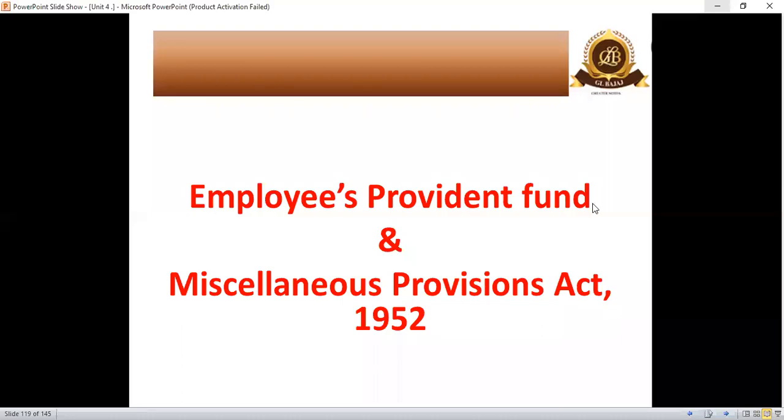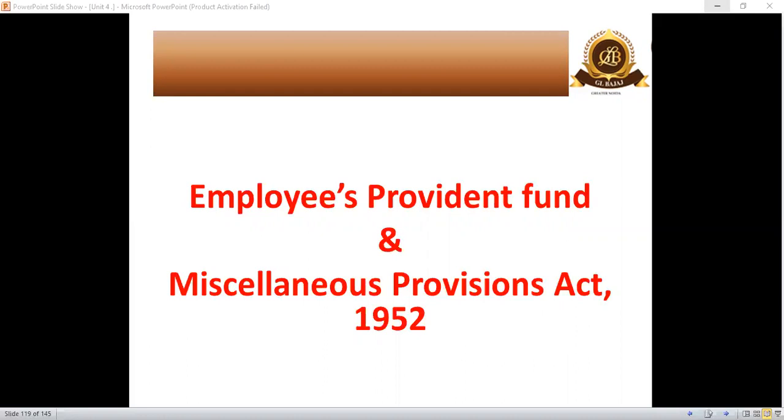Hello everyone. Today we are going to discuss a very important act, that is the Employees Provident Fund and Miscellaneous Provision Act 1952. This is an act which provides various benefits to the employees who are employed in various organizations. And this act came into being in 1952 for providing social security and financial security to the employees. This is one of the platforms of savings for all employees working in government, public or private sector organizations.